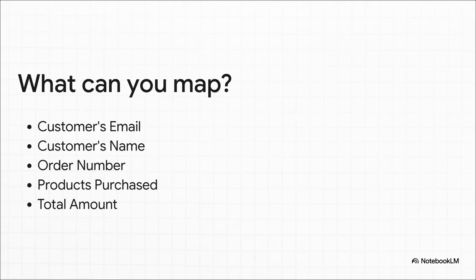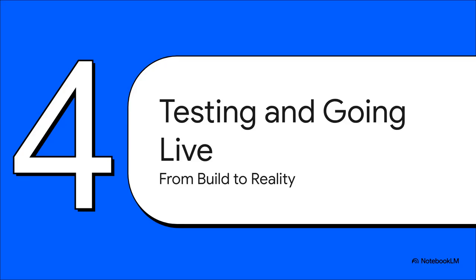And you can map so much more than just the name. You can pull in the order number, you can list the exact products they bought, you can even reference the total amount they spent. All of this info can be used to build a super detailed and personal message, and you don't have to lift a finger. So, we've designed our workflow, the logic makes sense, the data is all mapped out. Now, it's time for the fun part. Let's test this thing out and bring our creation to life.